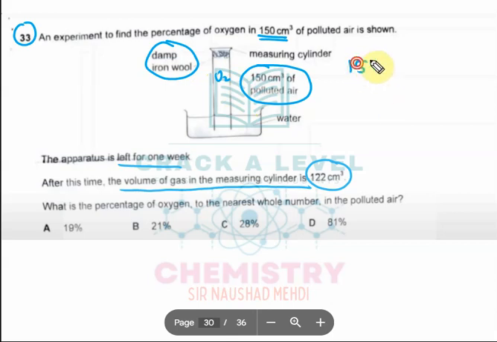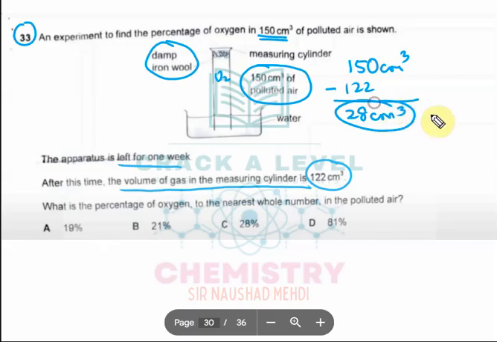So initially the volume of the air was 150 centimeter cube, and after 1 week the final volume is 122. So if you subtract 122 from 150, you will get 28 centimeter cube, and this is the volume of the oxygen gas which was initially present, which is being utilized to oxidize this iron. So this much is the volume of the oxygen gas.